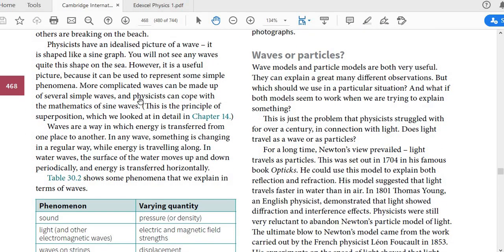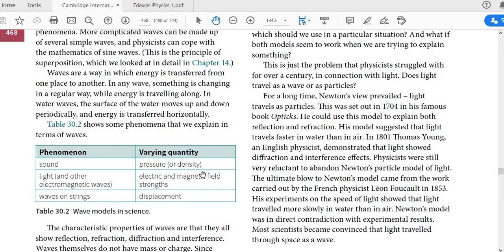We learned about superposition earlier in the AS lessons. Waves are a way in which energy is transferred from one place to another. In any wave, something is changing in a regular way. Remember, waves transfer energy. We have progressive waves, they transfer energy. In any wave, something is changing in a regular way while energy is traveling along. In water waves, the surface of the water moves up and down periodically and energy is transferred horizontally.